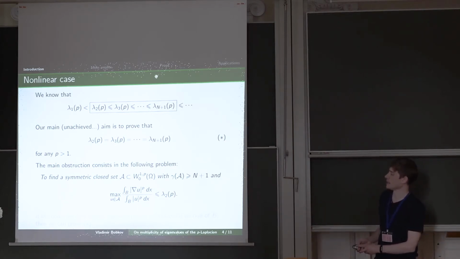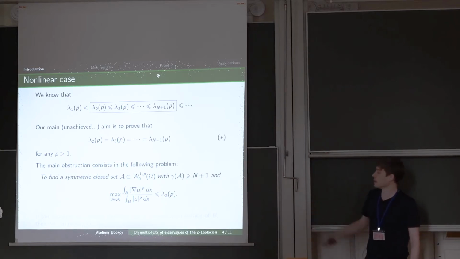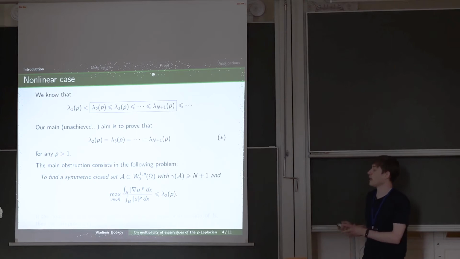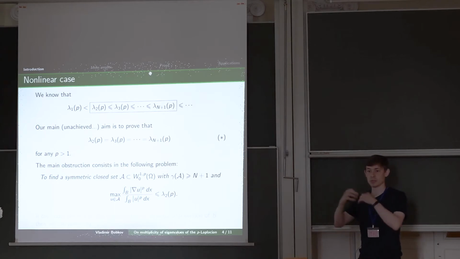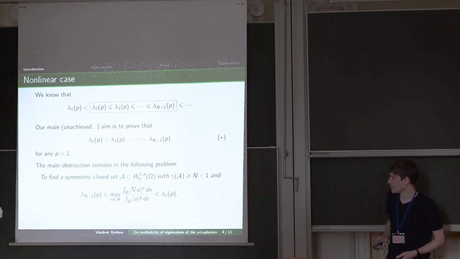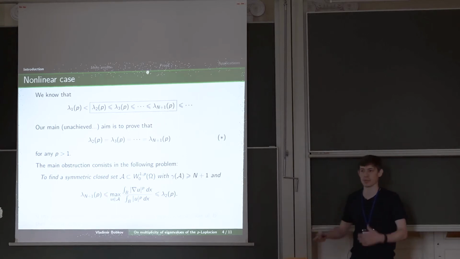To this end, we have to find a symmetric closed set A with Krasnoselskii genus greater or equal than n plus 1, and simultaneously the maximum of the Rayleigh quotient has to be less or equal than lambda 2. Well, it's trivial, but the point is that it's not hard to find a set satisfying all these properties, but it's hard to find a set which simultaneously has a good upper bound. And if we can find such a set, then by definition, lambda n plus 1 is less or equal than this maximum, and less or equal than lambda 2, and we are done.